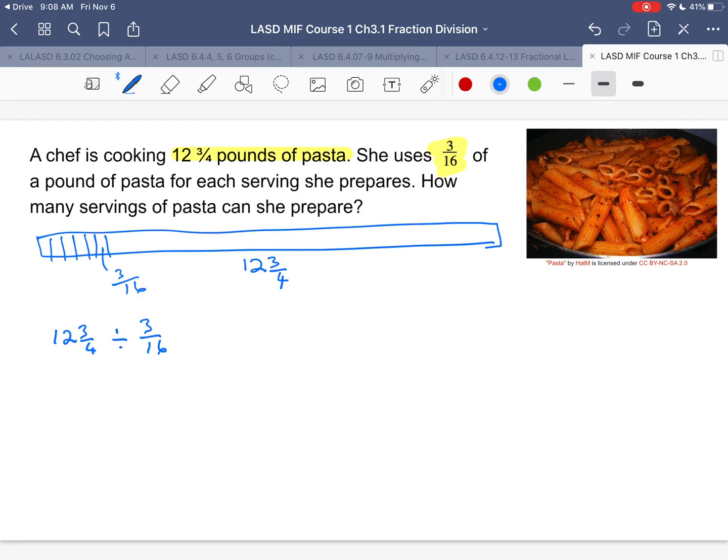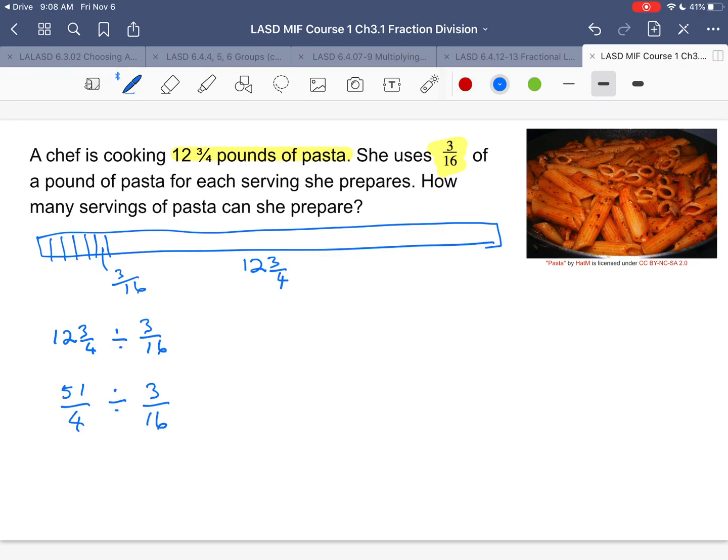And to do that, these numbers need to both be fractions. 12 3/4 needs to be converted to an improper fraction. So to convert 12 3/4, 12 times 4 is 48/4, and 48/4 plus 3/4 is 51/4, divided by 3/16.